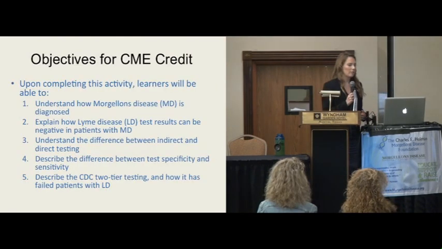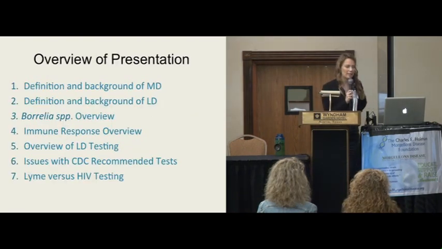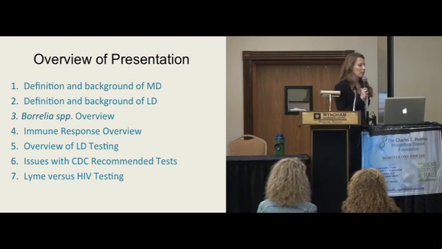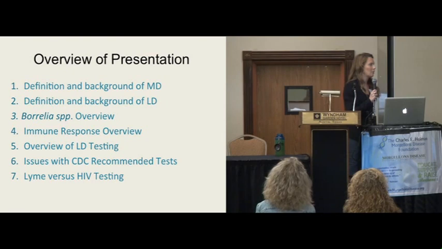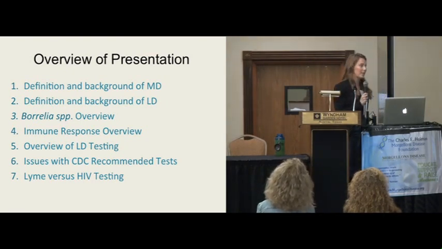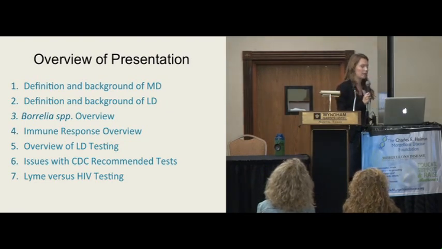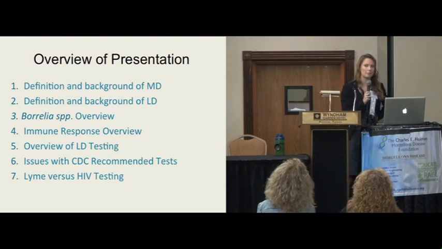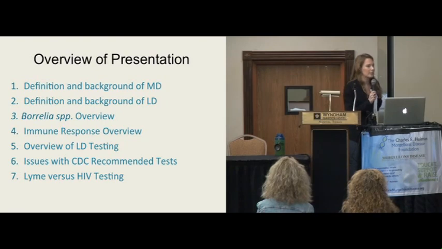So again, just a little bit of an overview of the presentation. First, I'm going to be providing a definition for both Morgellons disease and Lyme disease. In order to understand testing, so all the things that we've been hearing about over the last couple days, all the molecular tests, you really do have to have a sound understanding of Borrelia species as a whole. Otherwise, discussing strains and genotypes can be very confusing. So I'm going to go a little bit into the types of Borrelia that are out there and really give you the opportunity to understand why your test may have come back negative.